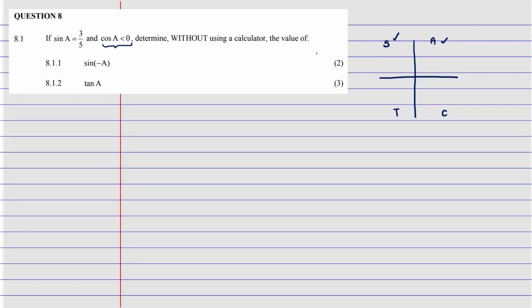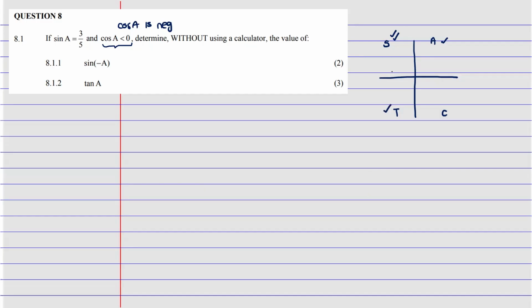They tell us the fact that cos A is less than 0. What does it mean when cos A is less than 0? Meaning when cos A is negative. So now we're going to ask ourselves, where is cos negative? Cos is negative in the second quadrant, right? And also it's negative in the third quadrant, right?